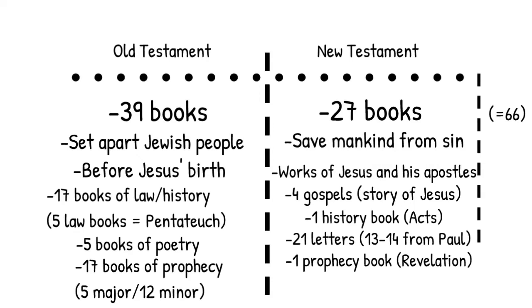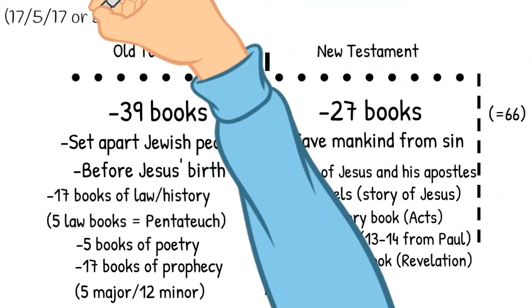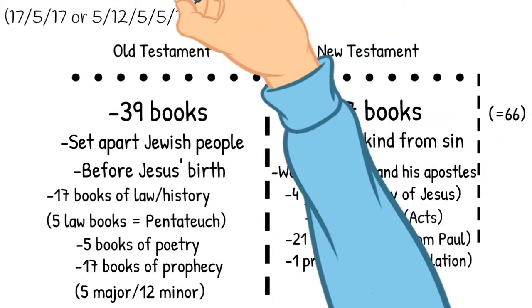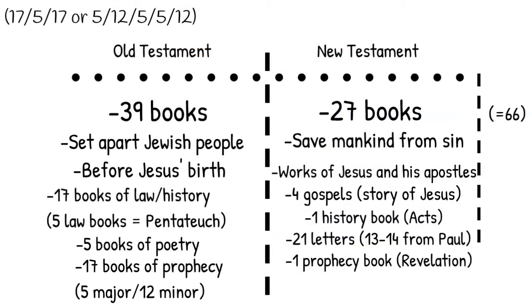Was that a lot to remember? Well, it helps if you remember just a few sets of numbers for each testament in the Bible based on the numbers of books grouped together that we said earlier. Just remember 17, 5, 17 for the Old Testament, or alternately the subgroups 5, 12, 5, 5, 12, and then the New Testament is 4, 1, 21, 1.